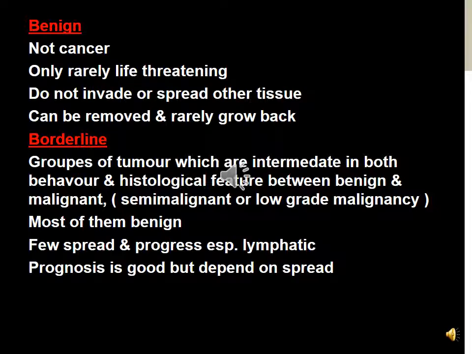The new one is the borderline malignancy. What is borderline malignancy? Borderline malignancy is a group of tumors that are intermediate between the benign and the malignant, both in behavior and histological features. It is also called semi-malignant or low-grade malignancy. If it is benign, these are the criteria of a benign. If it can spread, it is a criterion of malignancy. It can spread either locally or by lymphatics, and the prognosis is good.